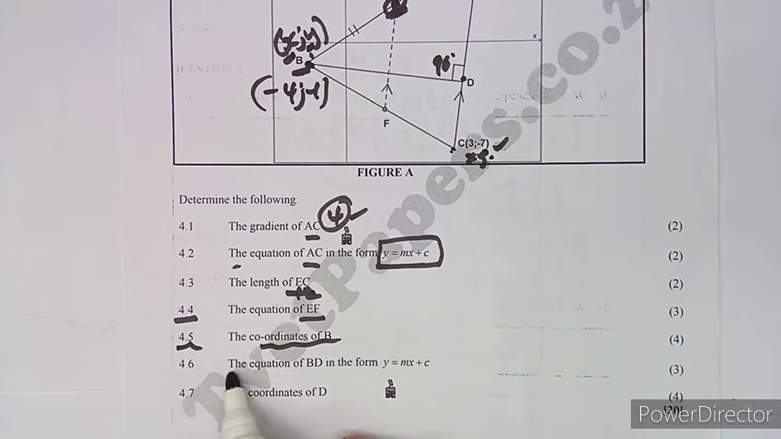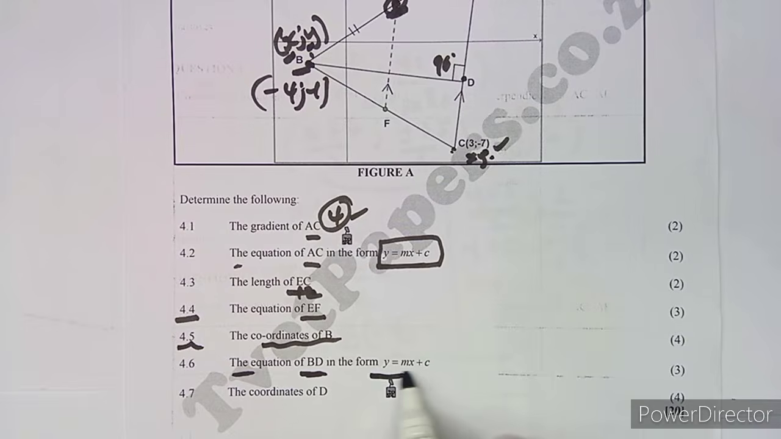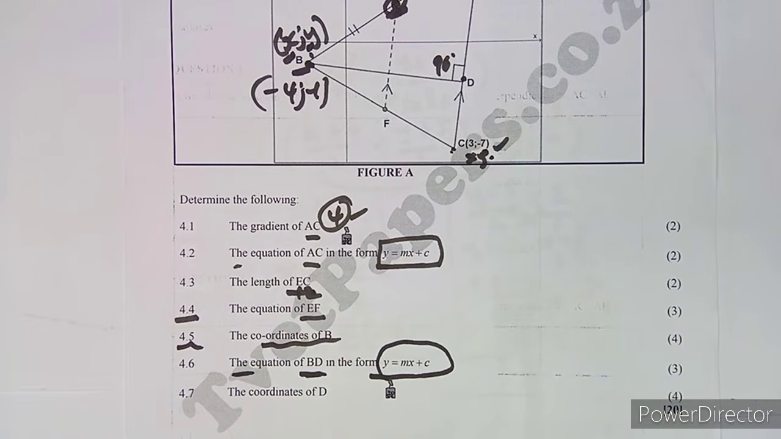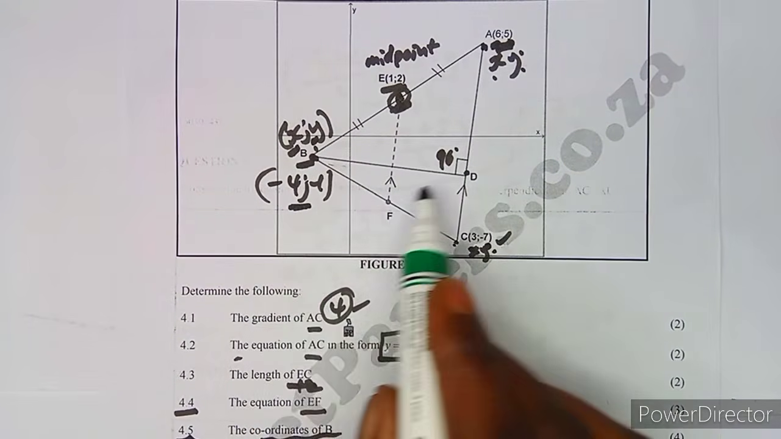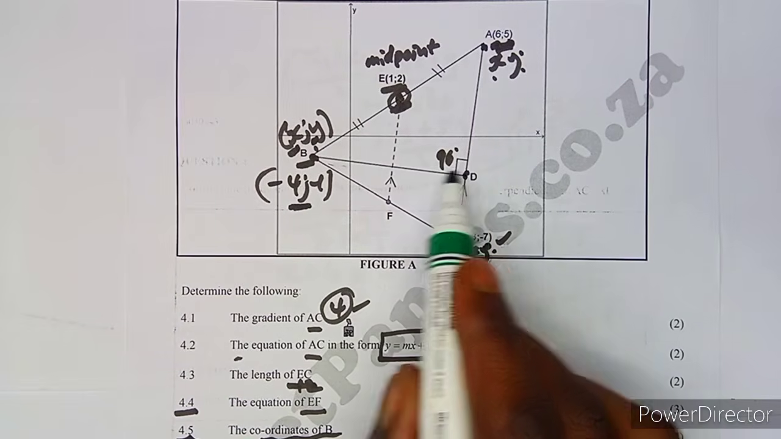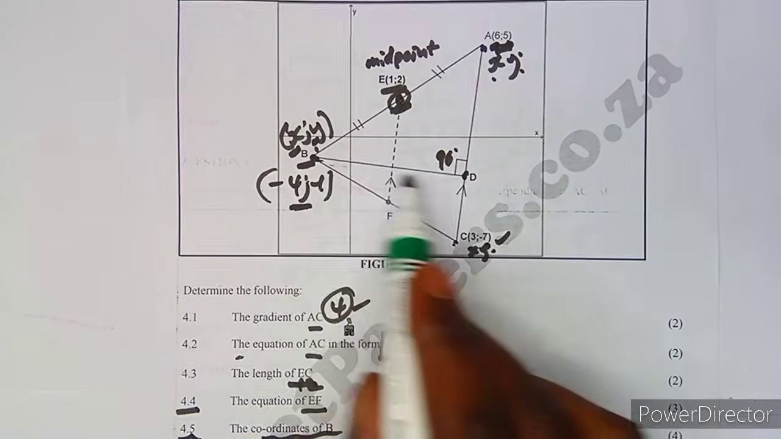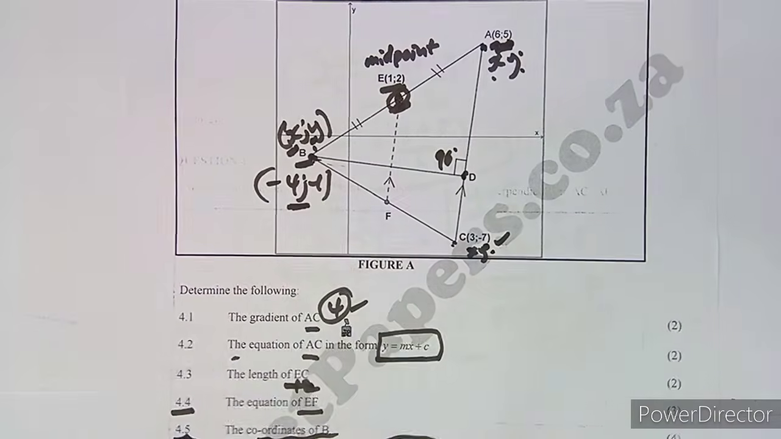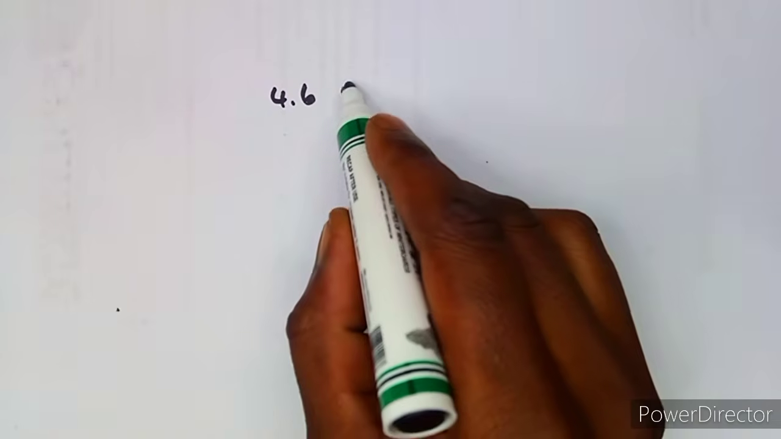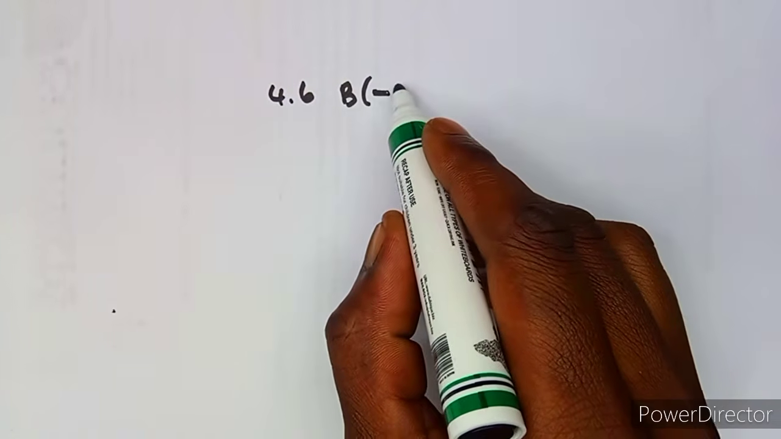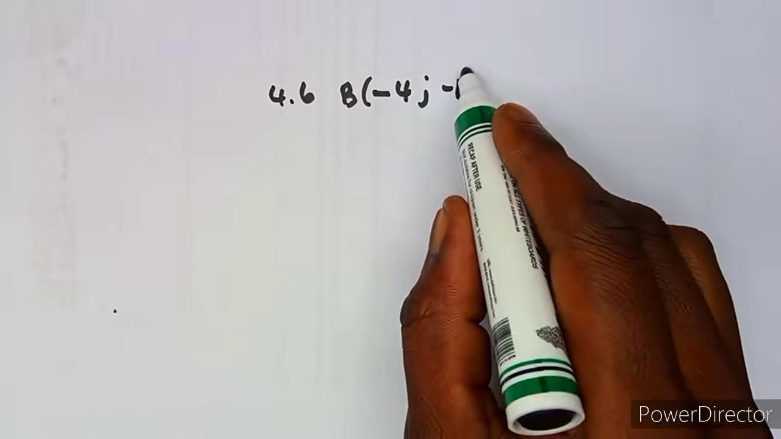Then we have 4.6, the equation of BD, okay, again in the same format, y = mx + c. Where is BD? This is the line BD. As you can see, we are now forced to use this point because we do not have point D. We only have point B. On this line BD, we only have the point B. So are you seeing that if you made an error, it's going to affect another question again? Okay, so on 4.6, we only have the point B there, which is (-4, -1).